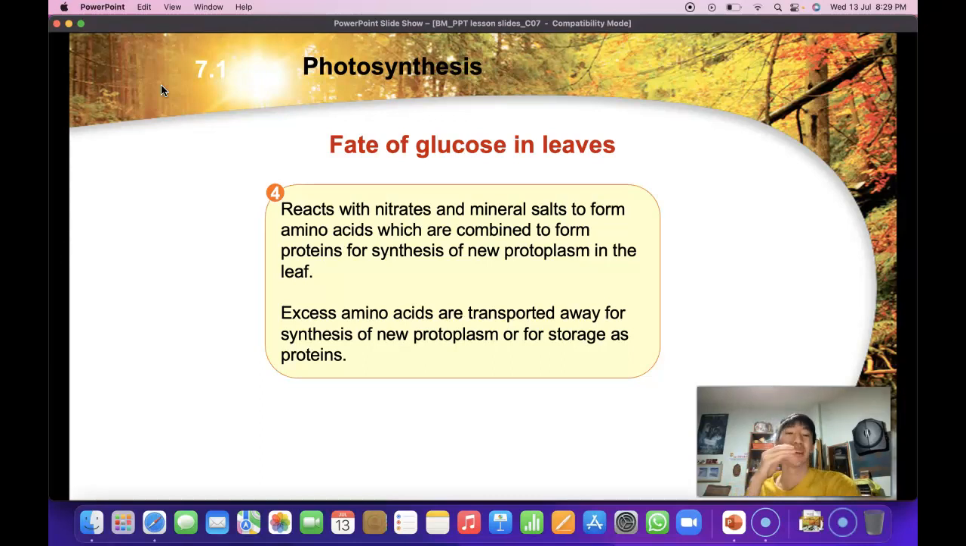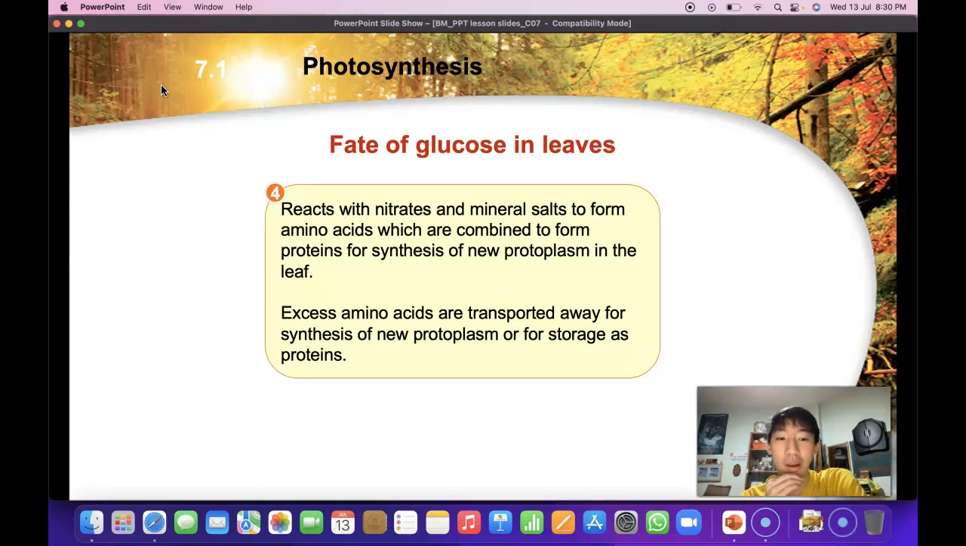So when the plant grows, it has new leaves, new stem, new roots. These new cells have to have new protoplasm, and this comes from the amino acids that are turned into proteins. Furthermore, excess amino acids can be transported away for storage as proteins.